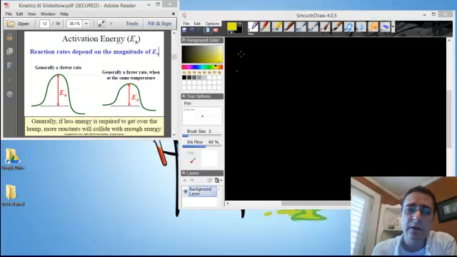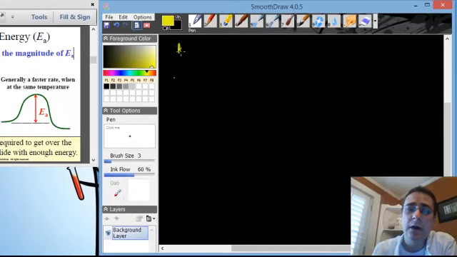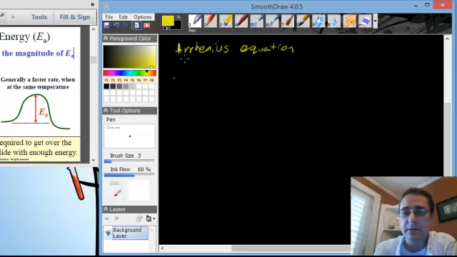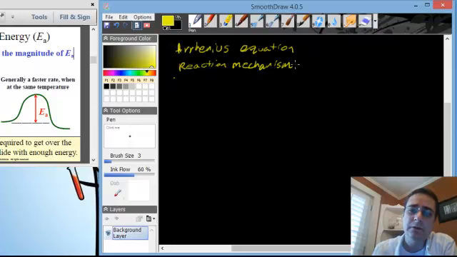So we have two things we need to cover. The first thing that we still need to cover is the Arrhenius equation. Okay, and you'll have to forgive my handwriting. I'm still getting used to using this tablet, not something that I'm used to using. And then the second thing we need to cover is called reaction mechanisms. Okay. Reaction mechanisms. So we'll cover the Arrhenius equation first.